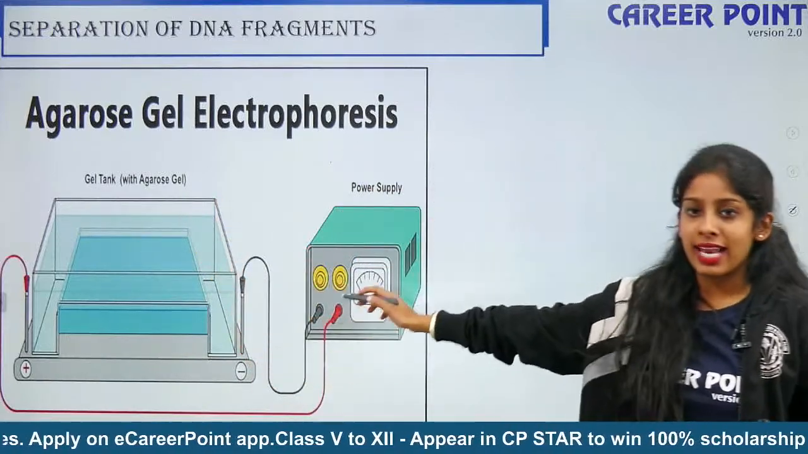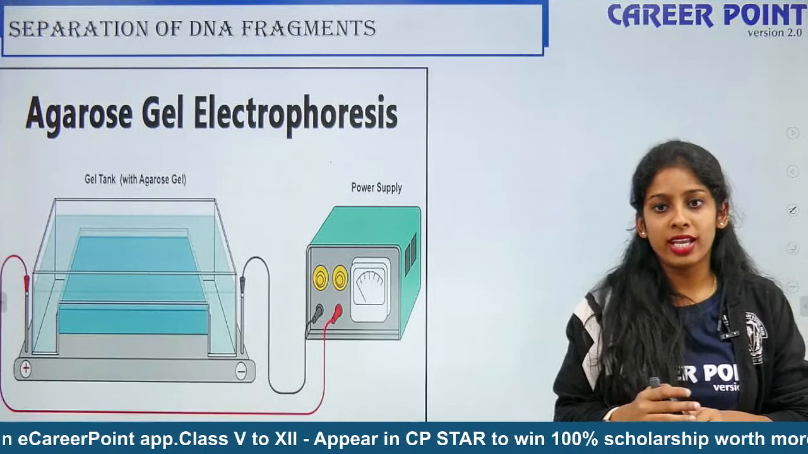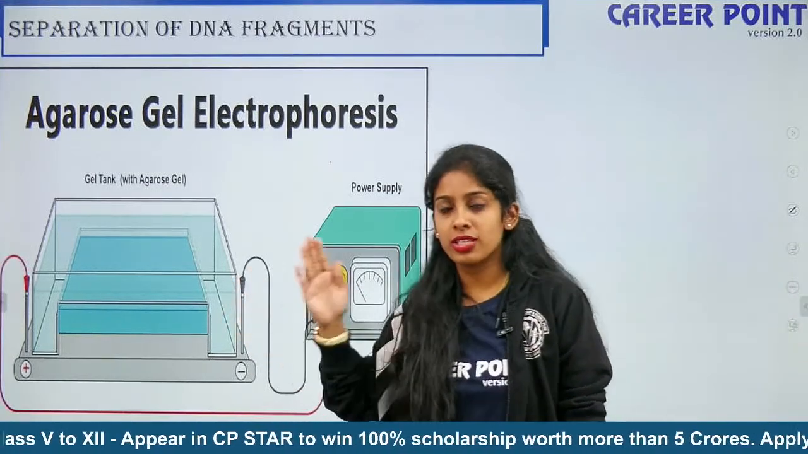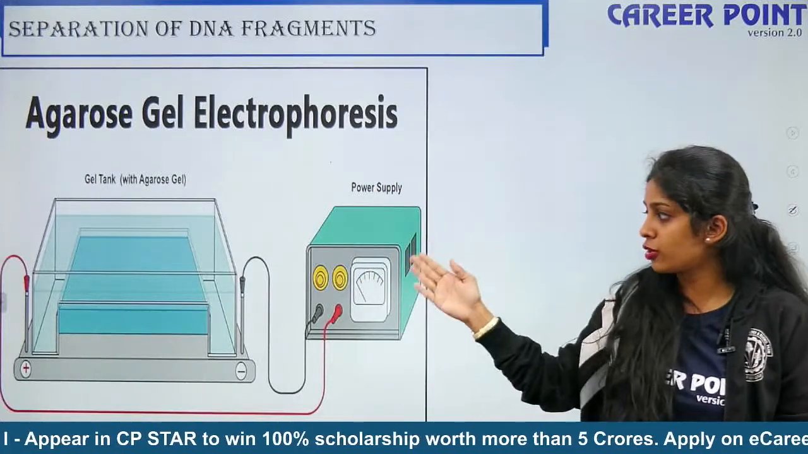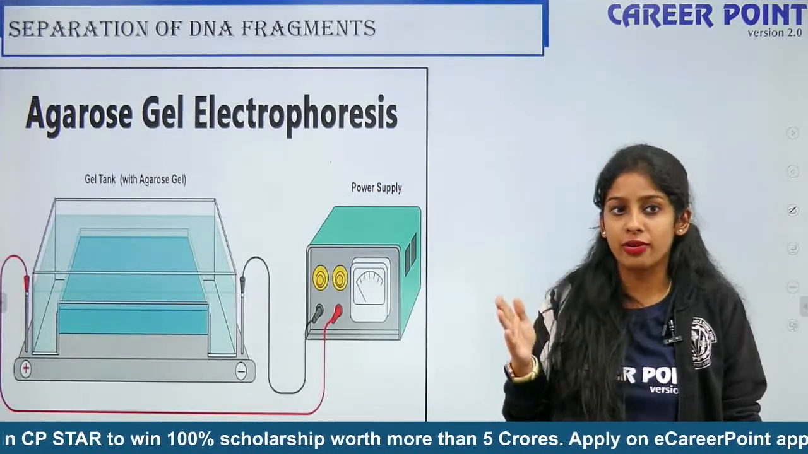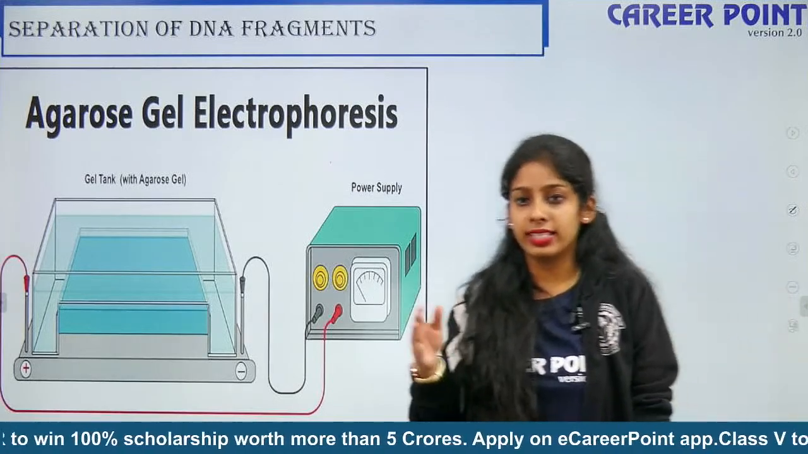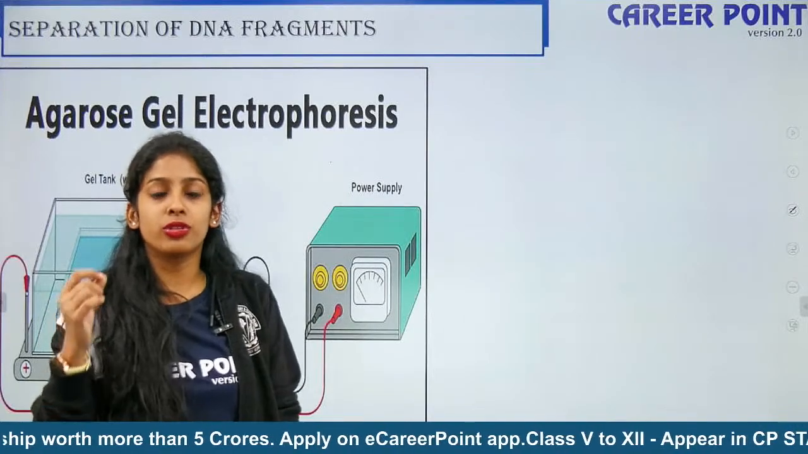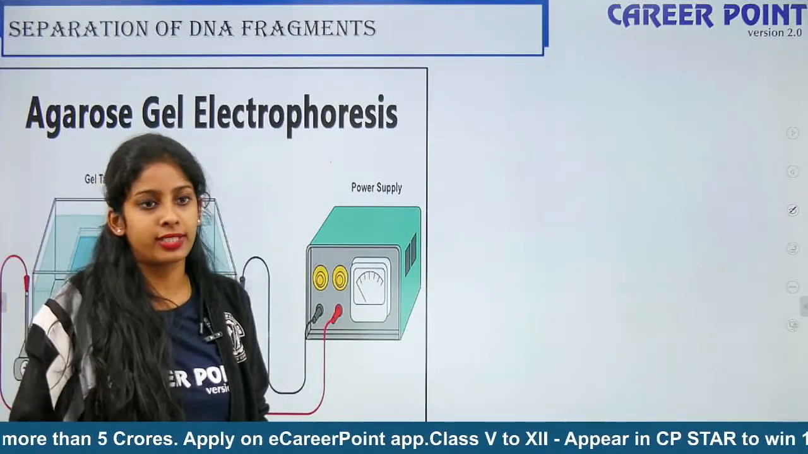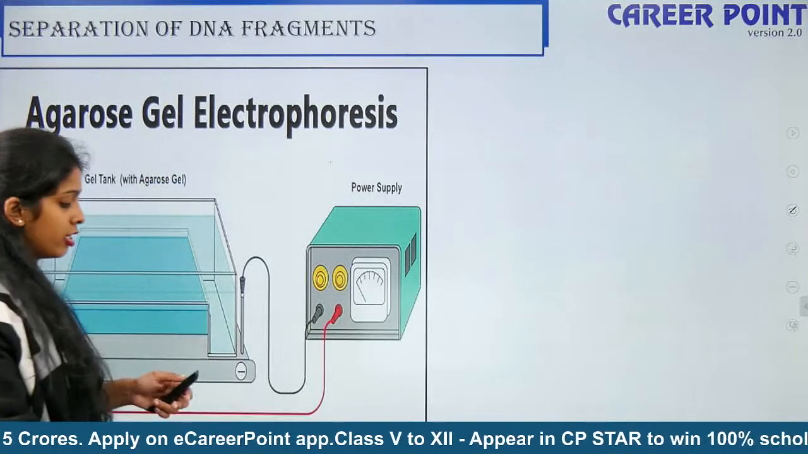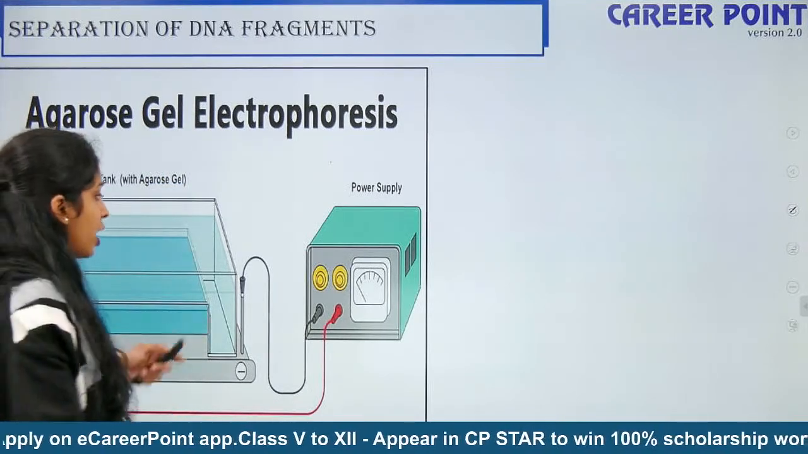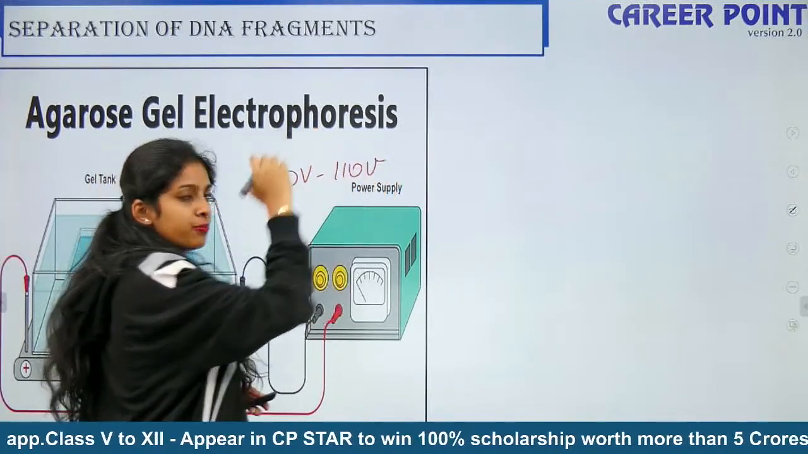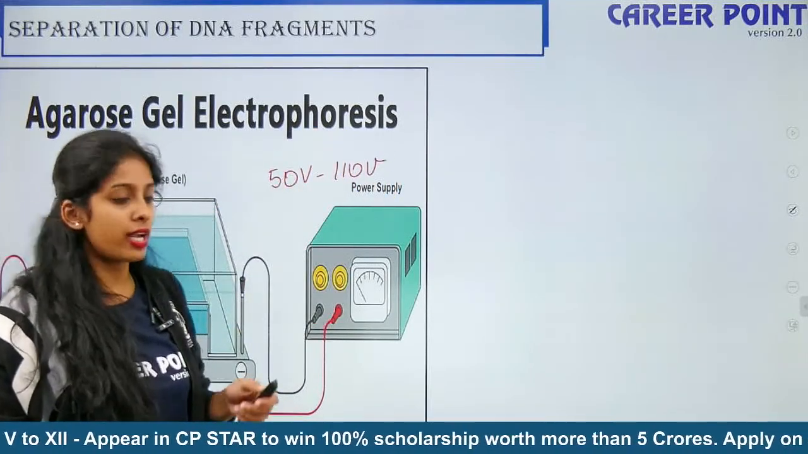You will connect it with an electric field. According to the concept of gel electrophoresis that we read last class, you apply an electric field so that the negatively charged DNA molecules move towards the positively charged anode, right? Yes, ETBR is ethidium bromide. It is an intercalating agent so that your DNA is visible under UV light. This is how the setup will look, and you probably run it at around 50 volt to 110 volt. It will take 15 minutes for your DNA to run.